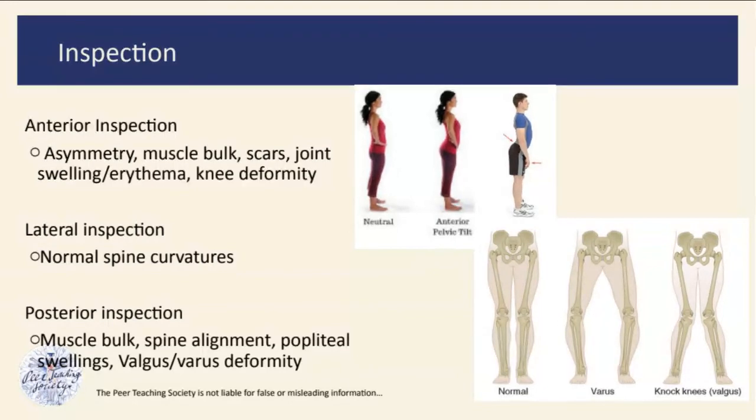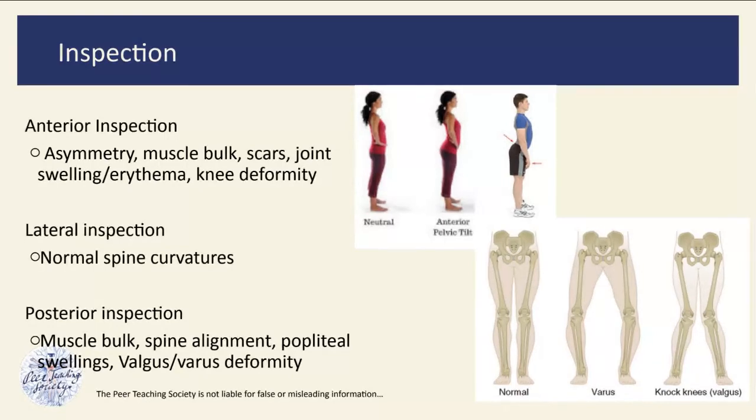So looking at the patient's back, you're going to be looking at muscle bulk, the alignment of the spine, is there a bit of kyphosis, and any popliteal swellings. A common exam question is, what would you call a cyst in the popliteal region? That's called a Baker's cyst. So that's something you might want to remember.